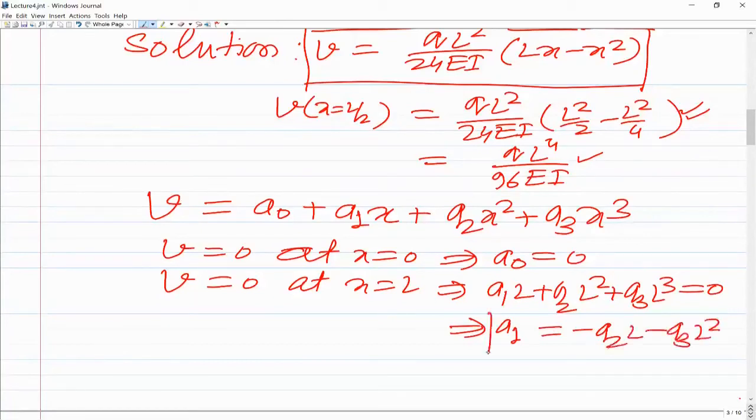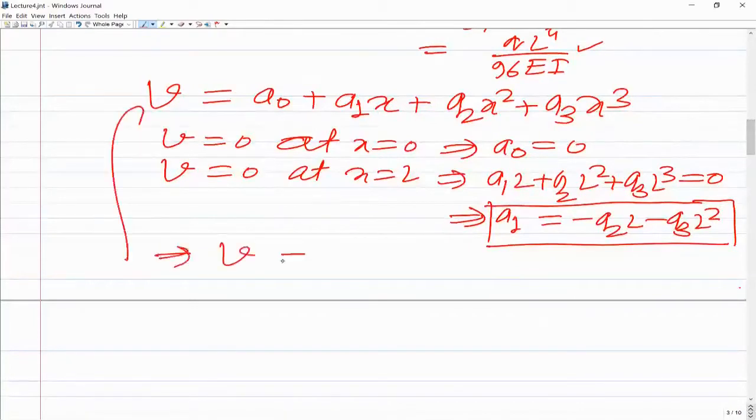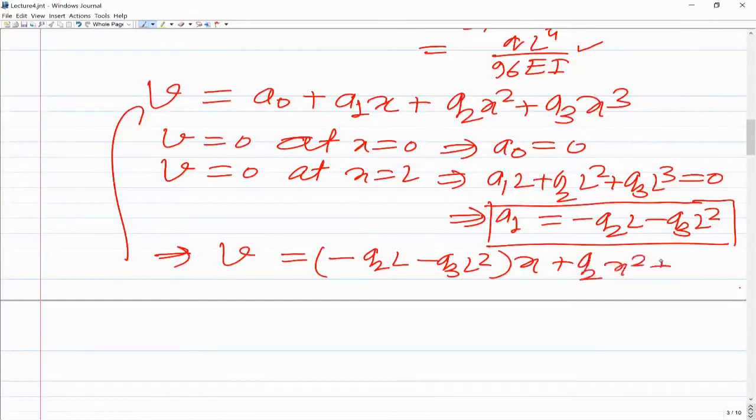So that is what you will get. Now if a0 is 0 and a1 is minus a2l minus a3l square, then the approximate solution will satisfy all the essential boundary conditions. So once you put this, you can write v equal to a0, which is already 0, and a1, which is minus a2l minus a3l square, and the whole thing into x, plus we have a2x square plus a3x cube. So that is what we have.